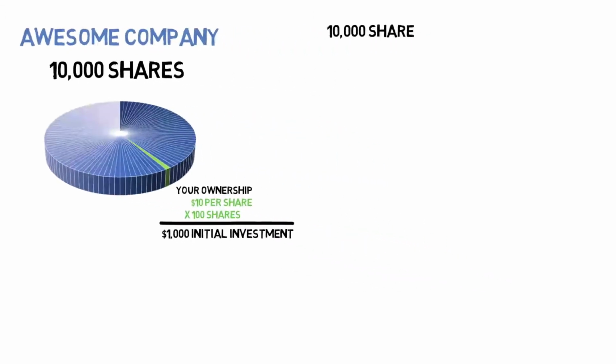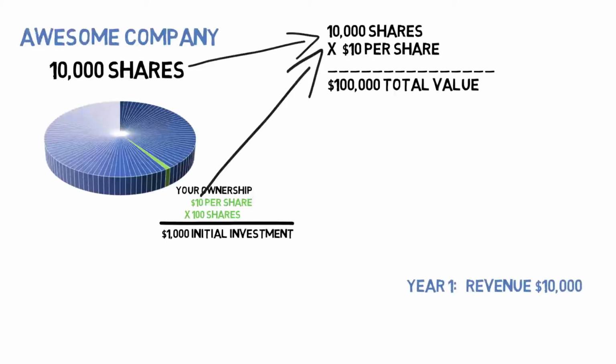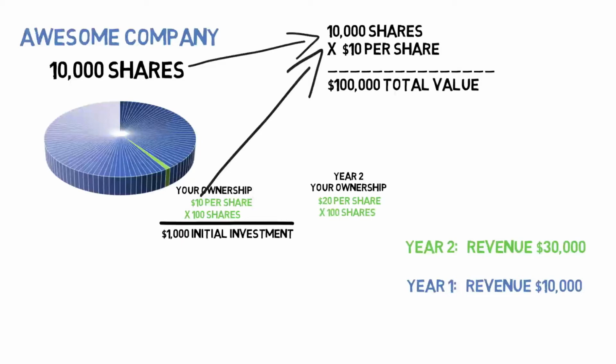So when you bought your 100 shares, the company was worth a total of $100,000. Let's pretend that Awesome Company had $10,000 a year in revenue when you bought the shares. Well, over the past year, Awesome Company has worked diligently to grow the business, and they now have $30,000 a year in revenue, and their stock price has climbed to $20, making your investment worth a total of $2,000.